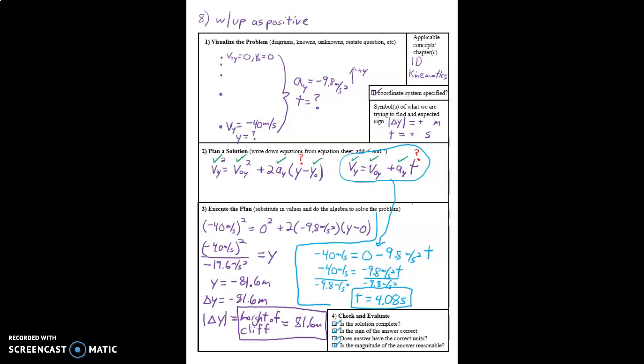The problem, as you saw in your packet, is a ball is dropped off a cliff and is traveling 40 meters per second just before it hits the ground. How tall is the cliff and how long did it take for the ball to reach the ground?